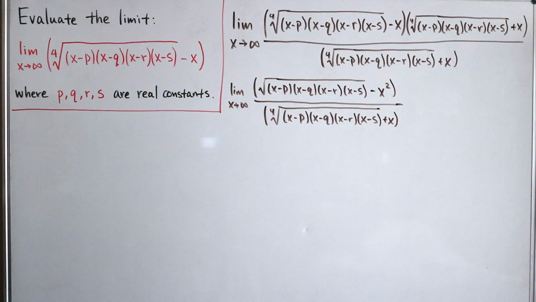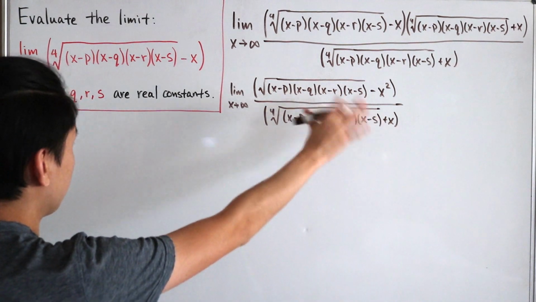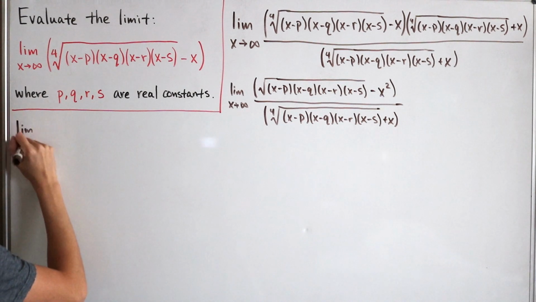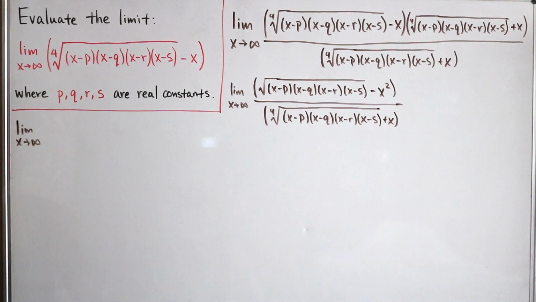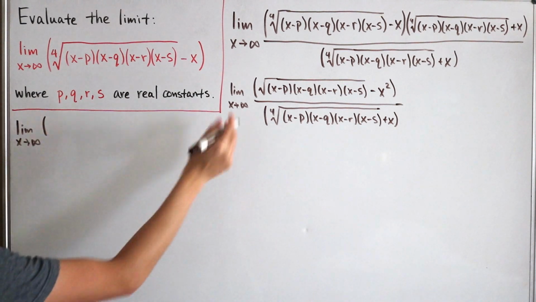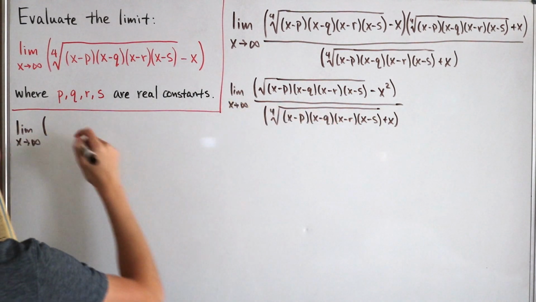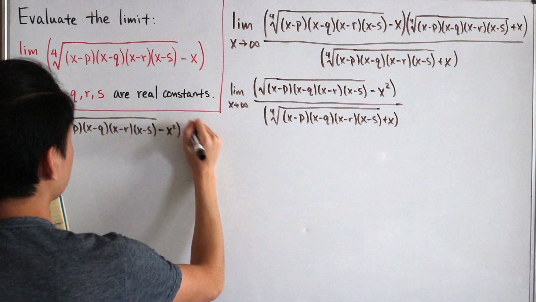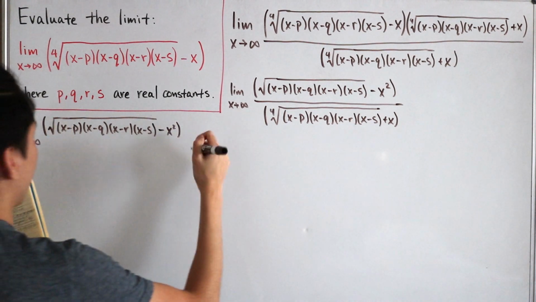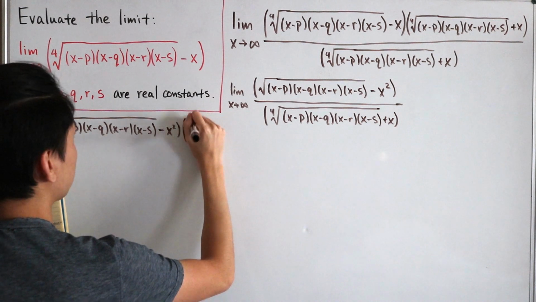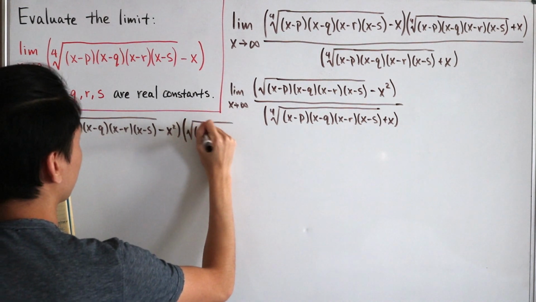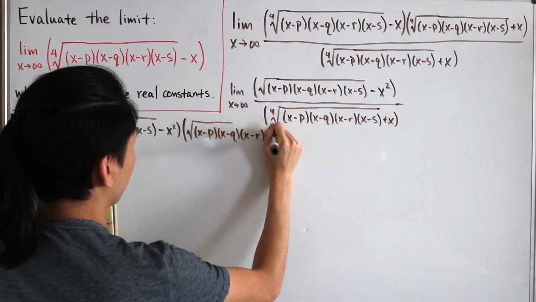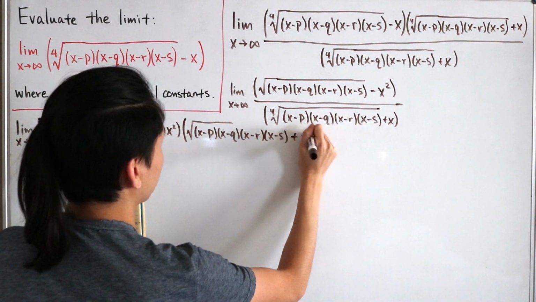Now what do we do from here? We're still dealing with radicals. Again, you can do the same thing and multiply by the conjugate, specifically the conjugate of the numerator. Let me write out the first part, and then I'll write the conjugate. Now this time it's multiplied with plus x squared. So we're rewriting the same radical expression again: x minus p, x minus q, x minus r, then x minus s, added with x squared.